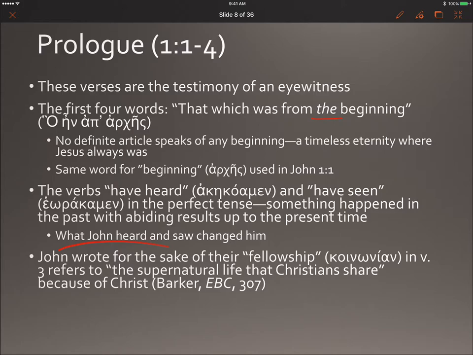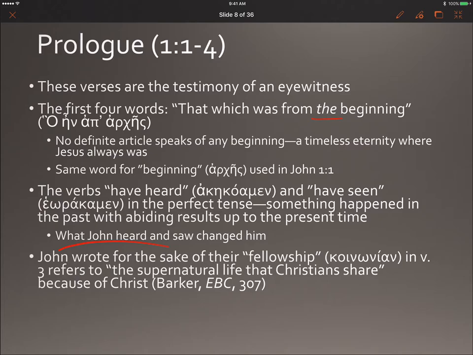They would talk, they would really talk about the issues of their lives. They would inquire of another person some details of their life, learn some things that they did not know beforehand. And so that's what the fellowship is all about. It's really the supernatural life that Christians share. That's a definition that Barker gave in the Expositor's Bible Commentary. I like that definition, by the way. It's the supernatural life that Christians share.